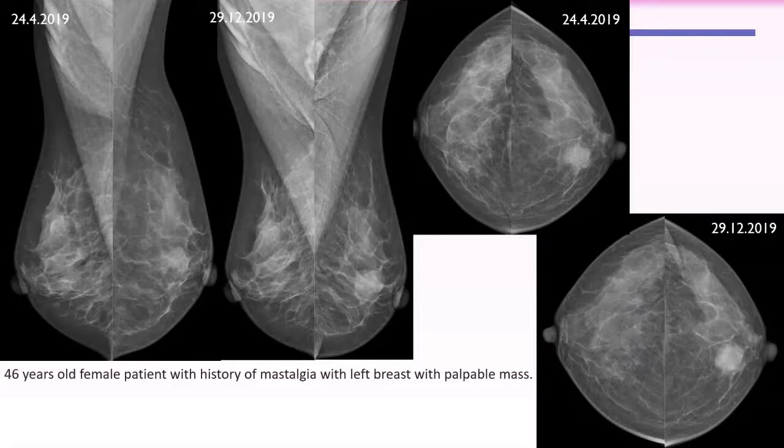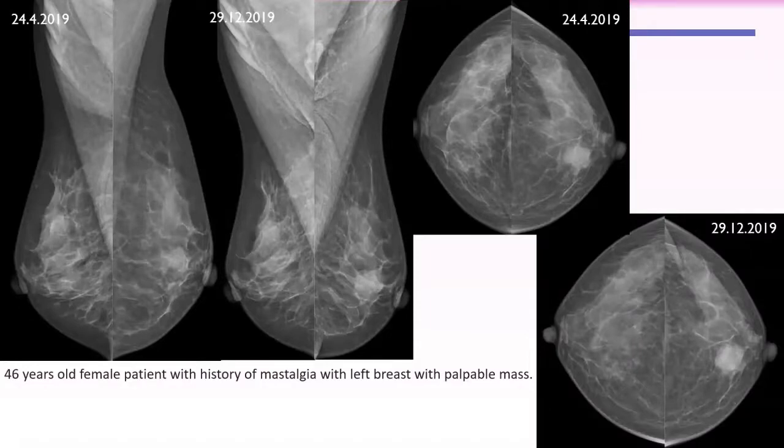Okay. Thank you. So these lesions, this is our patient, a 46-year-old female with history of mastalgia and a left breast palpable mass. The first image demonstrates an indistinct mass in the left retroareolar region, slightly medially.